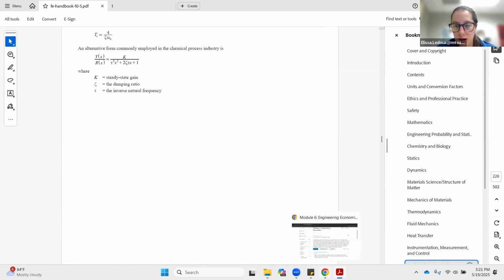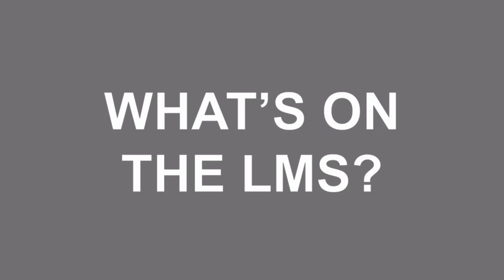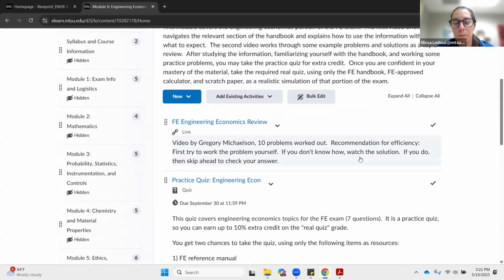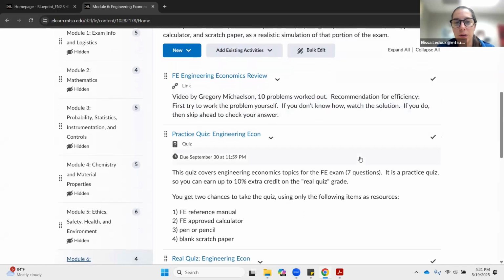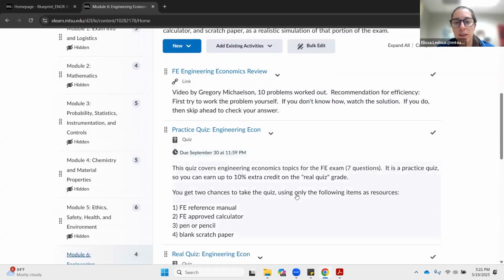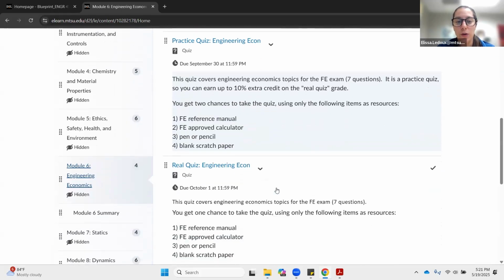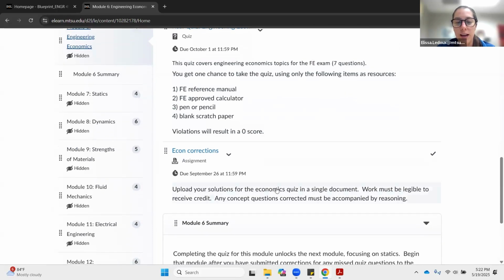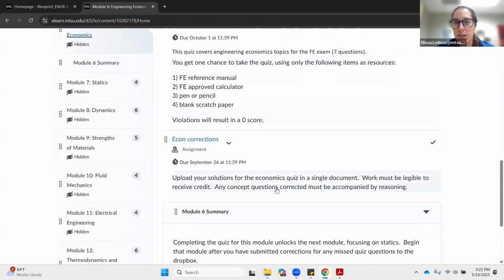So let's look now at the module. This is a shorter module. You can also probably do this one in a couple days. So take a practice quiz. If you find that you're totally lost, go and watch this review video, do some of these practice problems, or some of your own practice problems. If you had a class on engineering econ, study that stuff. And then take your real quiz and do any corrections for the Dropbox. When you finish that, it will unlock the next module, which is statics.